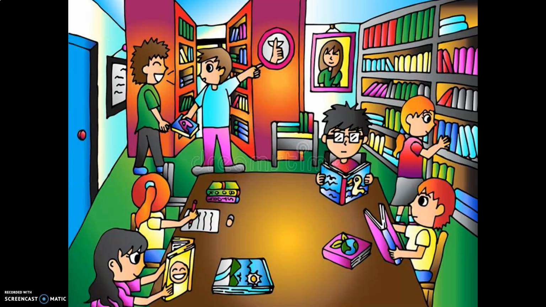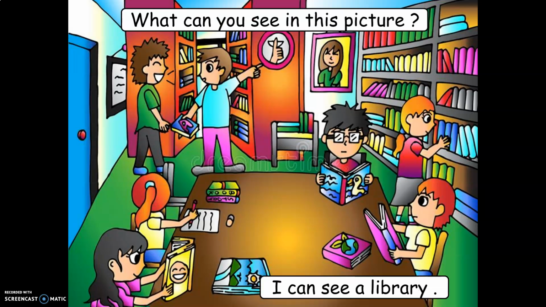Now, what can you see in this picture, girls? I can see a library, so many books, and people. Let's spell the word library together. Library. I can see a library.